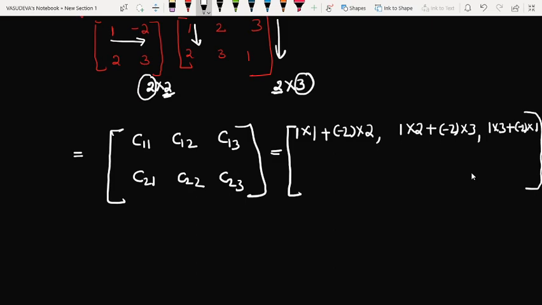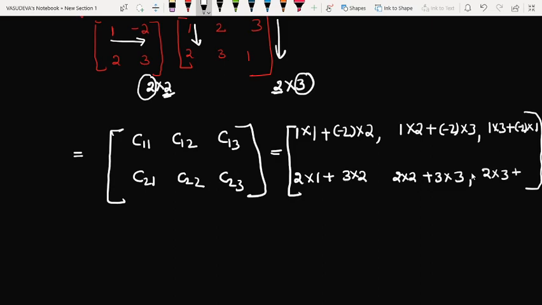Then the second row. The first row is over, it is matched with all columns of the second matrix. Now we have to match the second row with all columns of the second matrix. What is the second row in the first matrix? 2, 3. So 2 is multiplied with 1 plus 3 into 2. Then the second row and the second column, 2 into 2 plus 3 into 3. Then the last element will be 2 into 3 plus 3 into 1.